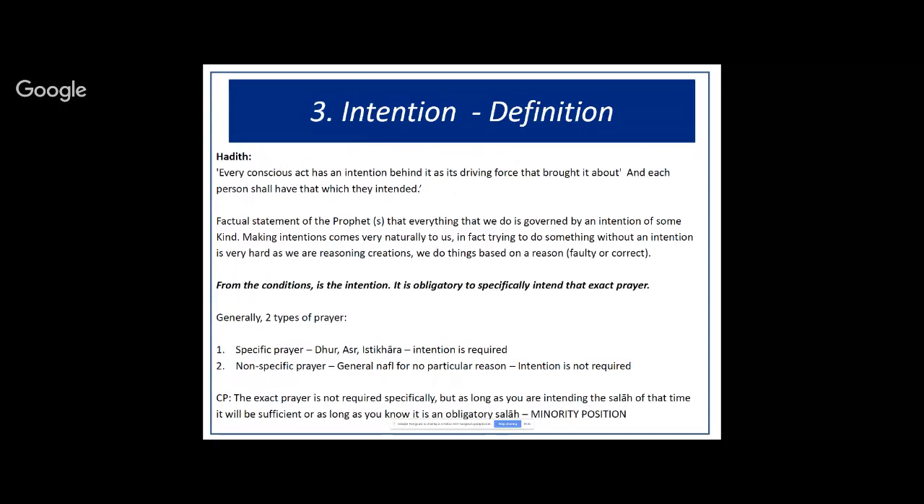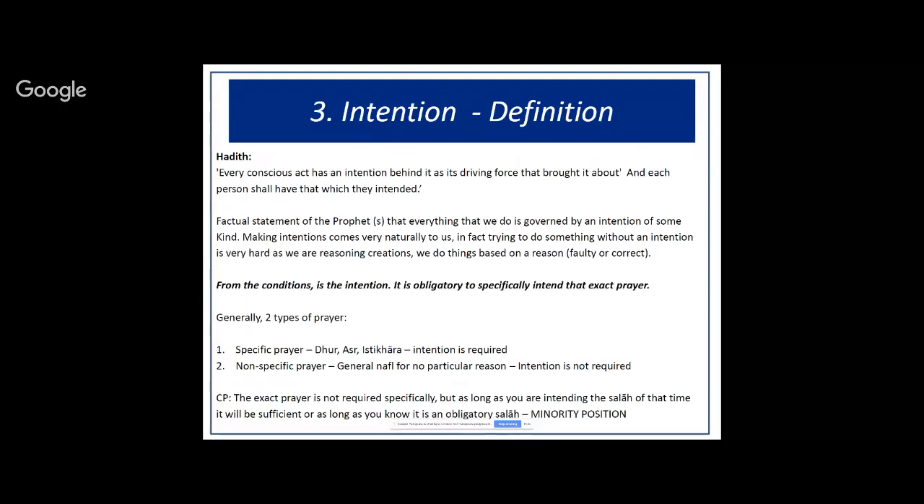Okay, so now from the conditions of the prayer, the last one is the intention. We've been through five previous conditions. This is the sixth and final condition of the prayer. So from the conditions, the sixth one now in our text is the intention. What is that? It is obligatory to specifically intend that exact prayer.